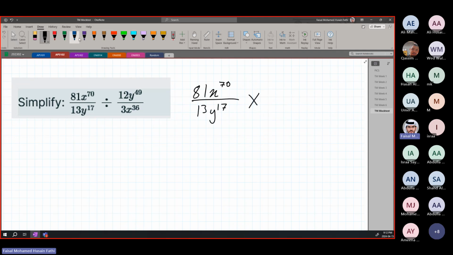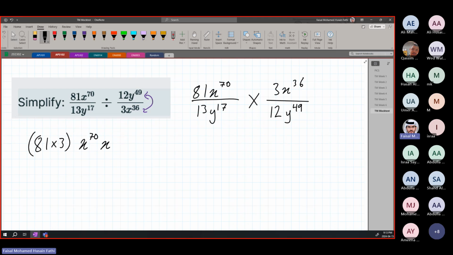times, and we flip this up and down. All right. We take the reciprocal, so we just flip them, and it becomes 3x going up and y going down, y49. Again, now you're just going to multiply everything into each other. That's it. So we have 81 times 3, x70 times x36 over 13 times 12, y17 times y49. All right.